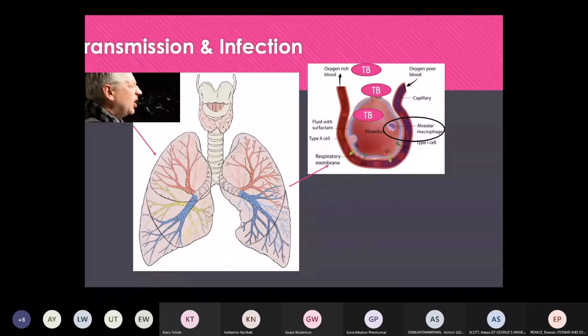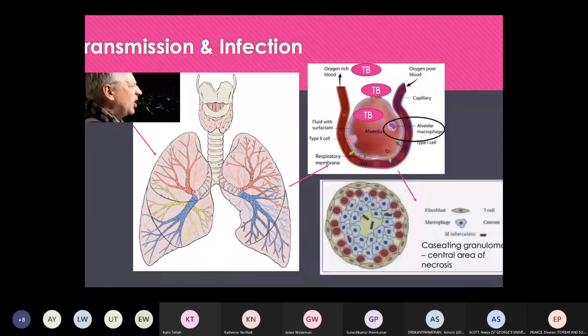However, TB are really good at surviving attacks from the immune system. So what actually happens is that they don't get destroyed by the macrophage. They just stay alive and stay dormant in there. And the immune system deals with this by building an area around the bacteria called a caseating granuloma.